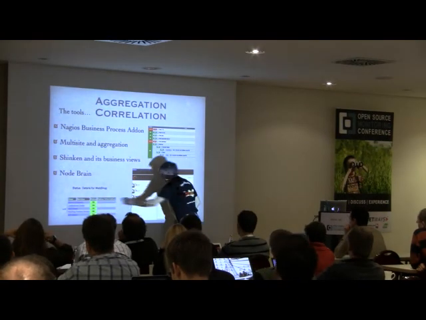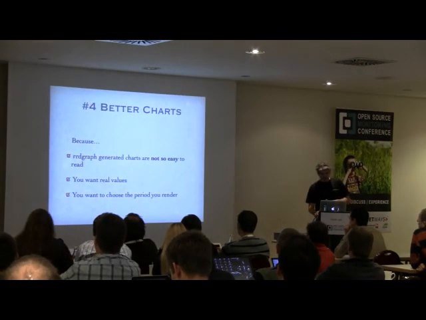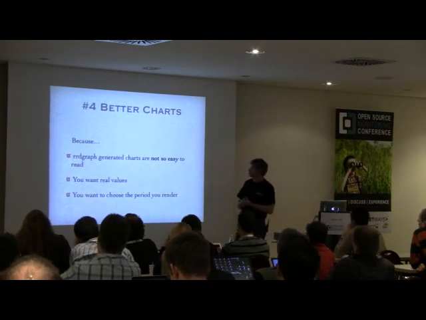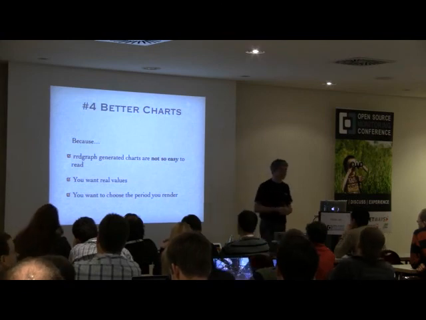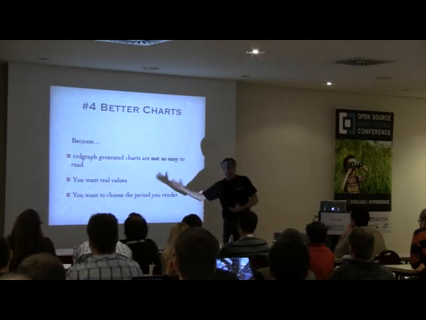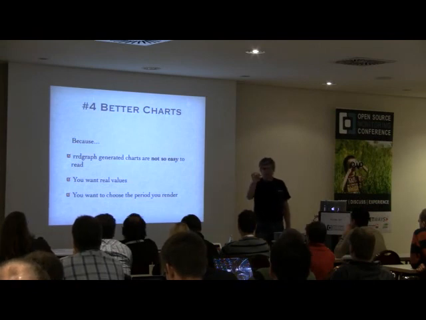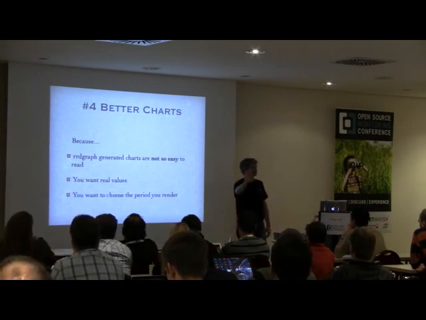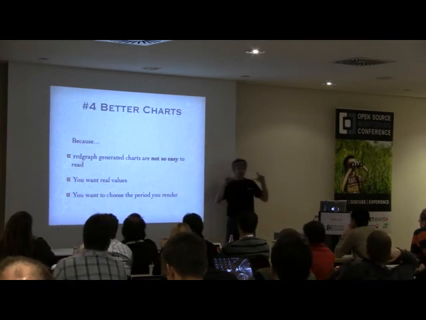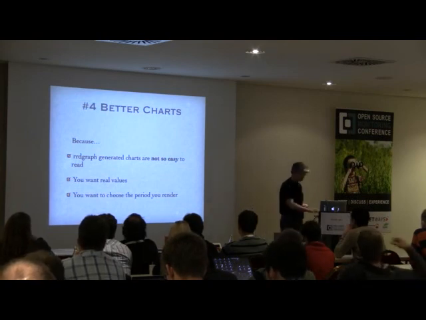That was the traditional Netways Business Process add-on. Four, we need better charts. Definitely, we need better graphs, because the RRD graphs generated are not so easy to read. I don't like that. We want real values. When you point at a graph, you want to have the real value your pointer is on. You want to choose the period you render. It's not static, it's not something like that.